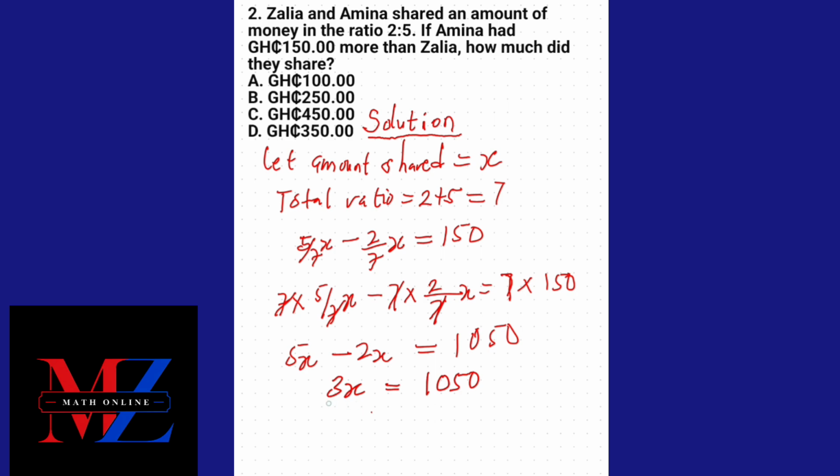Since we are finding x, we divide both sides by 3, so that this 3 will cancel this 3, leaving x to be equal to 1050 divided by 3. When you divide 1050 by 3, you have 350. You may decide to use long division for this. So that means the amount shared by these two ladies is 350 Ghana cedis, which is option D. So it means that option D is the correct answer for this particular question.